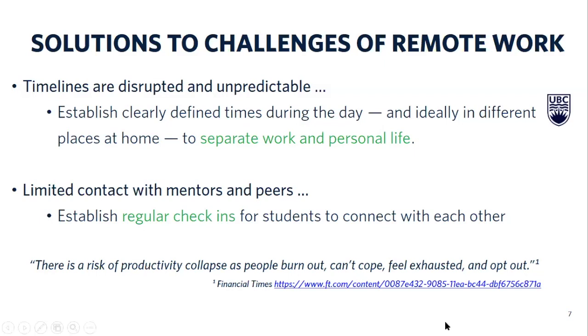The quote I've shared here at the bottom is, "There's a risk of productivity collapse as people burn out, can't cope, feel exhausted, and opt out." I think this is really important to remember when we think about potential challenges, is that we want to be as aware of these things as possible and have an honest and ongoing dialogue about how we're all feeling and where we're all at emotionally, and in terms of our energy levels, to make sure that we can best support students throughout the term as the workload shifts and changes.